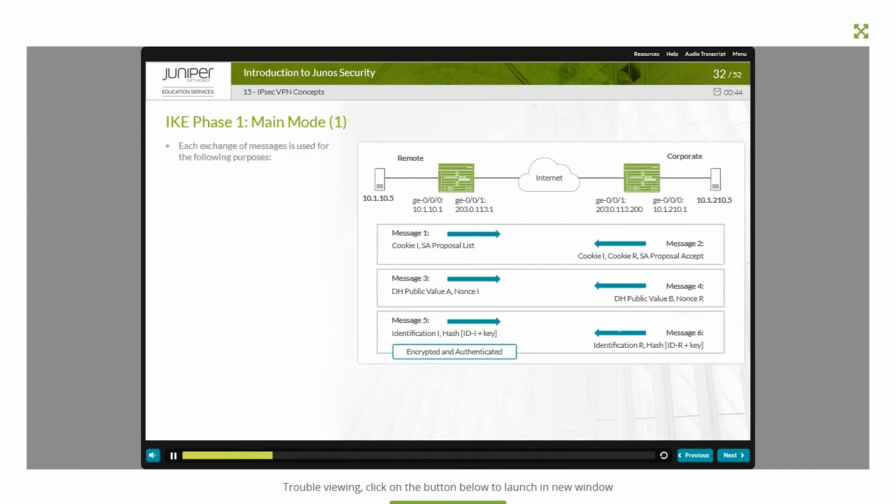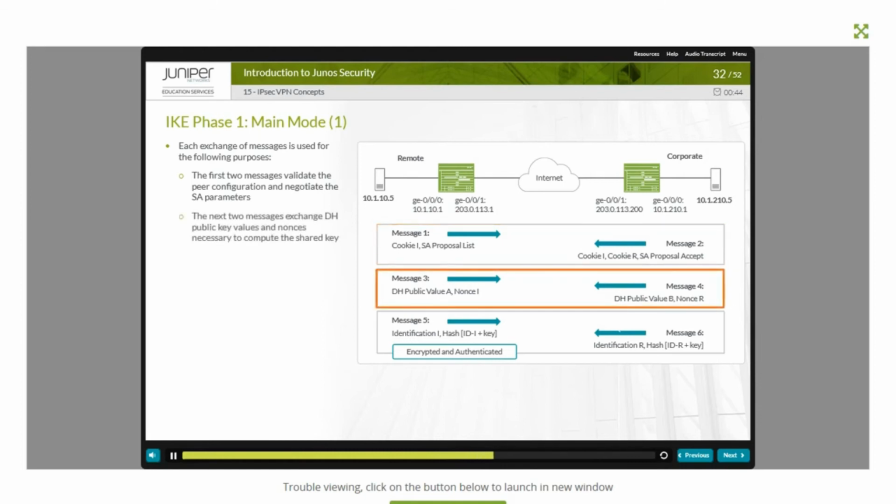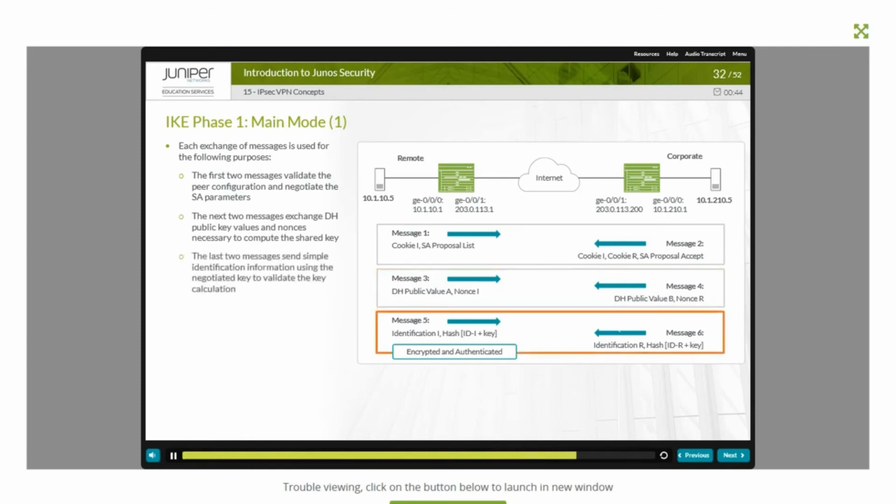At a high level, each exchange of messages is used for the following purposes. The first two messages validate the peer configuration by checking the cookie against the locally configured peer IP address and negotiate the SA parameters. Both tunnel peers must have at least one configured matching proposal for Phase 1 exchange success. The next two messages exchange DH public key values and nonces necessary to compute the shared key. The last two messages send simple identification information using the negotiated key. These messages validate that the key calculation is correct.